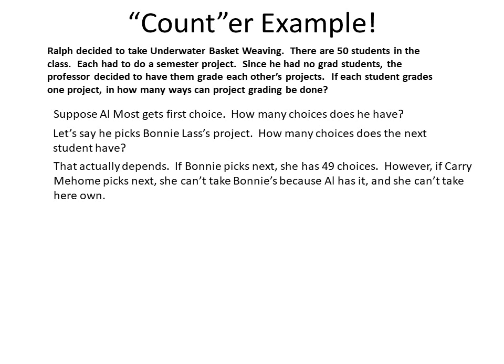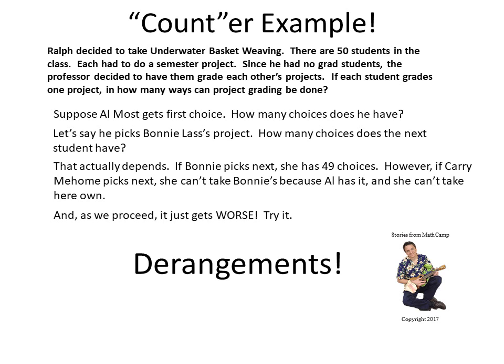However, if Carrie Mihom picks next, she can't take Bonnie's because Al has it, and she can't take her own, so only 48 choices. You can try to do a tree diagram for this, but you will see, since we've got different possibilities at the very beginning, we're going to end up with a lot of branches, and it gets messy very quickly. As we proceed, it just keeps getting worse and worse and worse. Try it. The solution to this is something called a derangement, which is a story for another time.